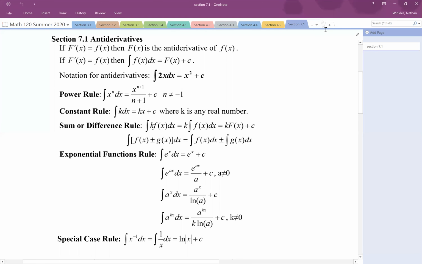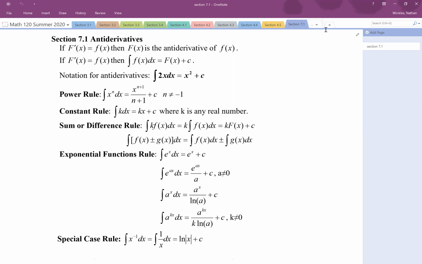Okay, so now we can talk about 7.1 antiderivatives. So far this semester, we've been talking about derivatives, derivatives, derivatives. Now let's undo everything that we've been doing. So if F prime of x is equal to little f of x, then that means that capital F of x is the antiderivative of f of x.